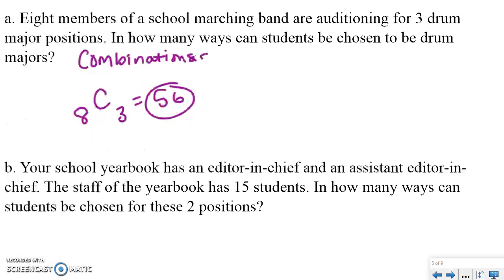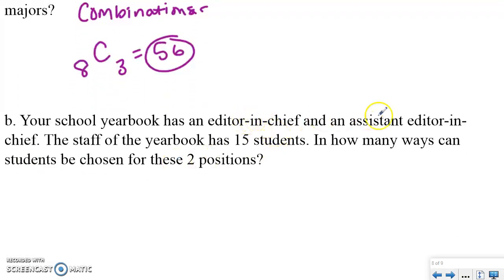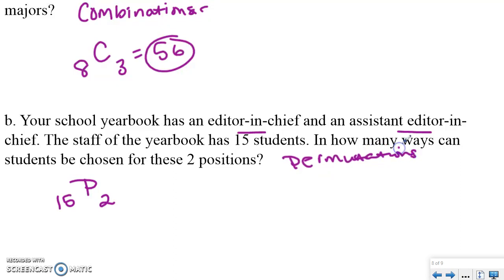Okay, and we're done. And then the next one, your school yearbook has an editor-in-chief and an assistant editor-in-chief. The yearbook staff has 15 students, and how many ways can students be chosen for those 2 positions? In these, the order does matter because those are 2 different positions. So this time we're going to go back to the last lesson. Of the 15, we're choosing 2, but the order matters. So now I'm going to use permutations. I'm going to do 15, and remember to use the P, option 2, permutation key. Choosing 2, there are 210 possible options.